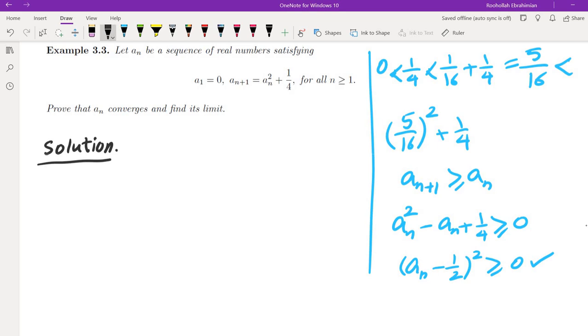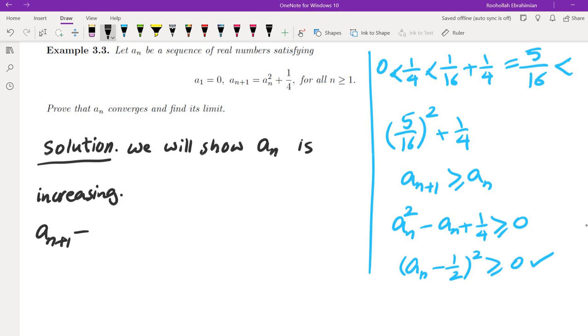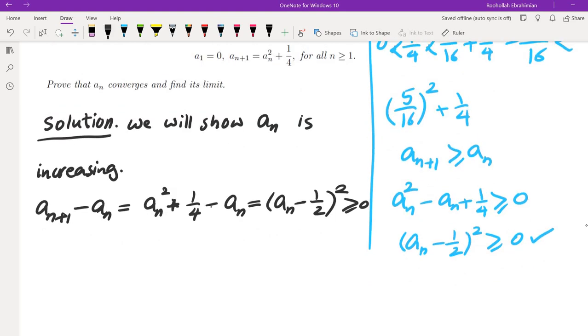Okay, so that's the first thing. It's an increasing sequence. We will show a_n is increasing. a_{n+1} minus a_n is a_n squared plus 1/4 minus a_n, which is (a_n minus a half) squared, which is greater than or equal to 0. Thus, a_{n+1} is greater than or equal to a_n.